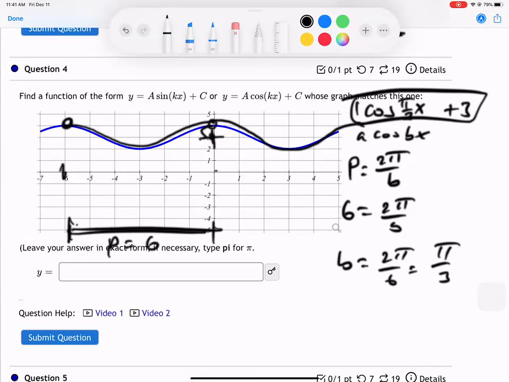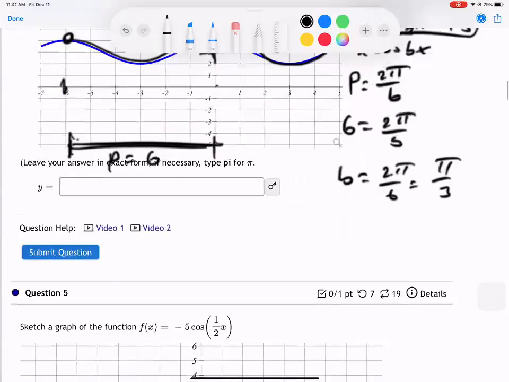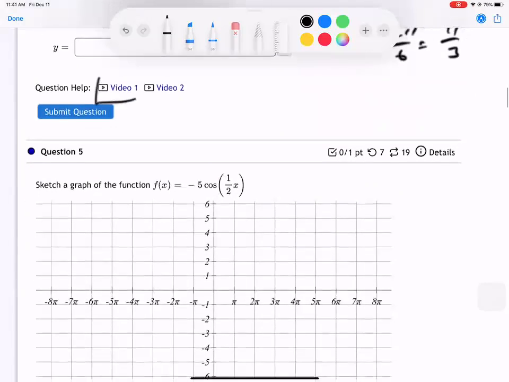Not impossibly hard, but you have to be, I guess, a little clever when you're trying to manipulate these problems to get what you want. You practice this 3-4 times, you're going to get this. If you practice it once, you might forget it. Practice it 3-4 times. Plus, remember, they have video help if you need that help.